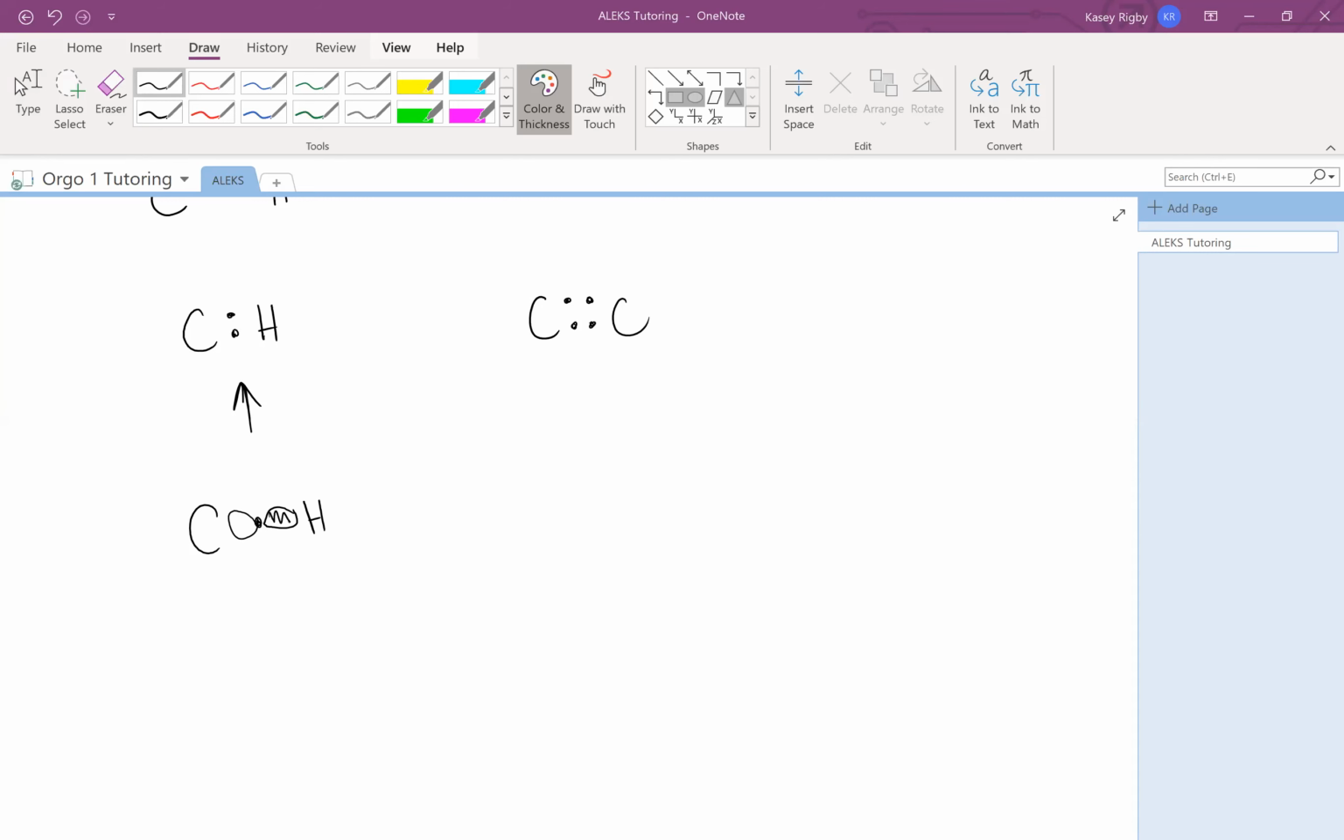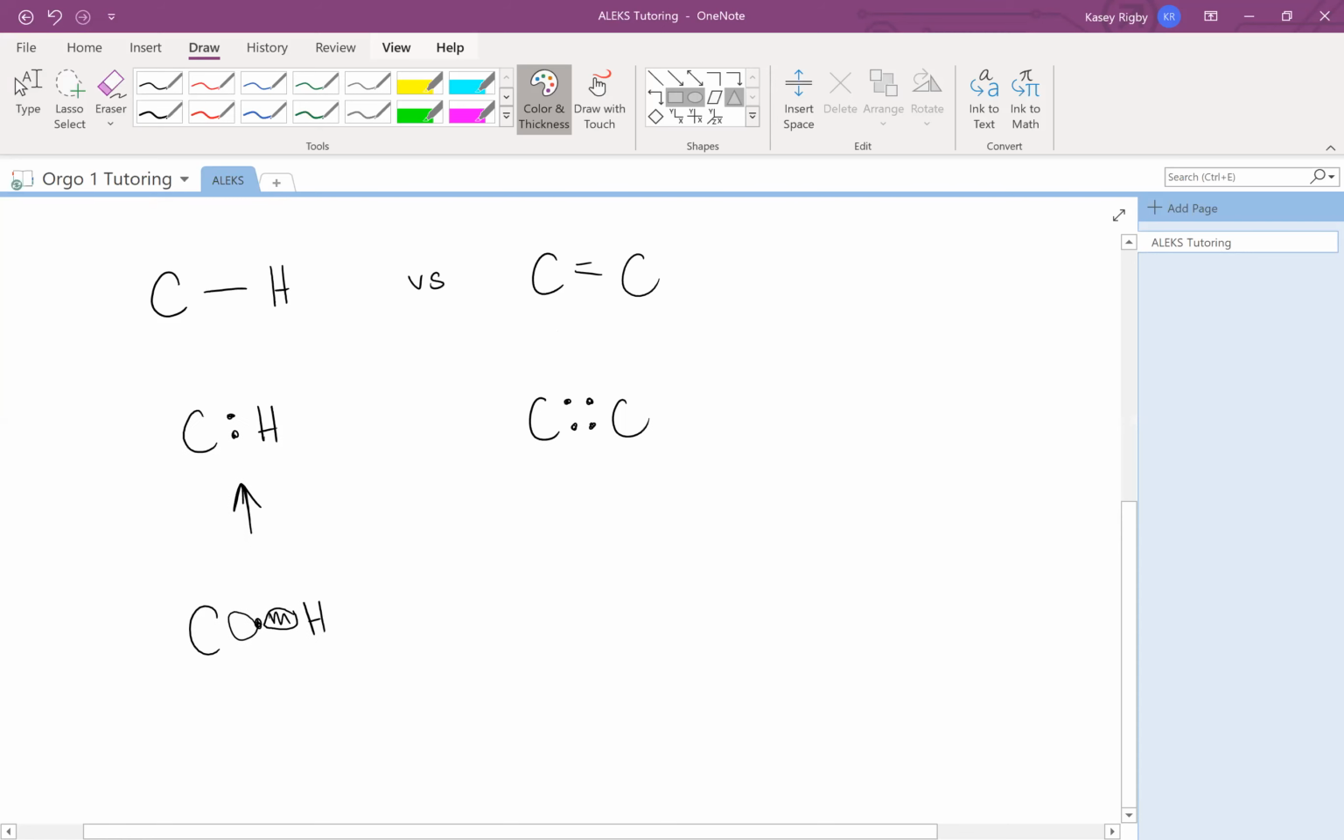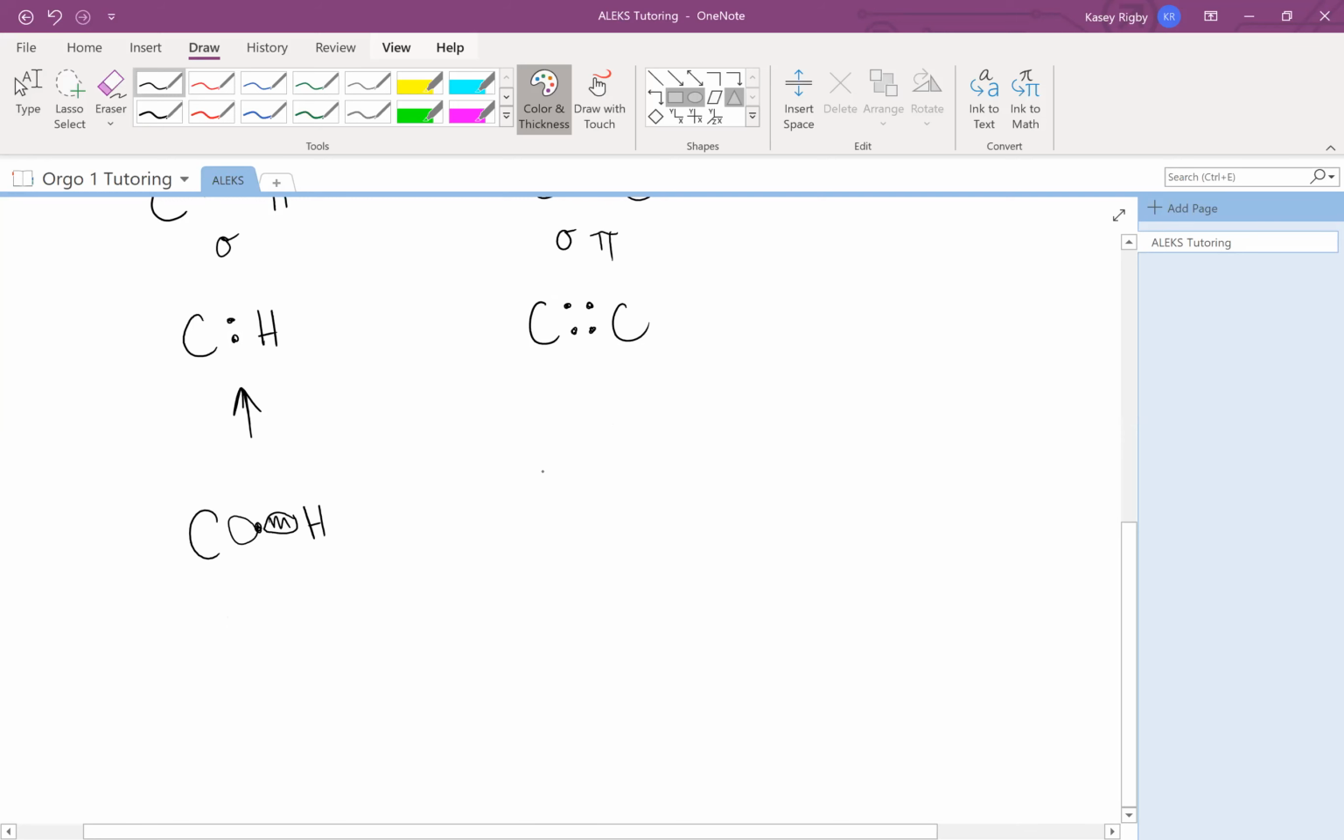If we look at the C double bonded C, which includes a pi bond, because a double bond is comprised of a sigma bond and a pi bond, and a single bond is just a sigma bond. When we look at a C double bonded to a C, those electrons are going to want to push as far away as possible from each other. So they're going to look sort of like this. Wherever the nodes are doesn't really matter, because it could look like this, or if the nodes match, it could look like this.